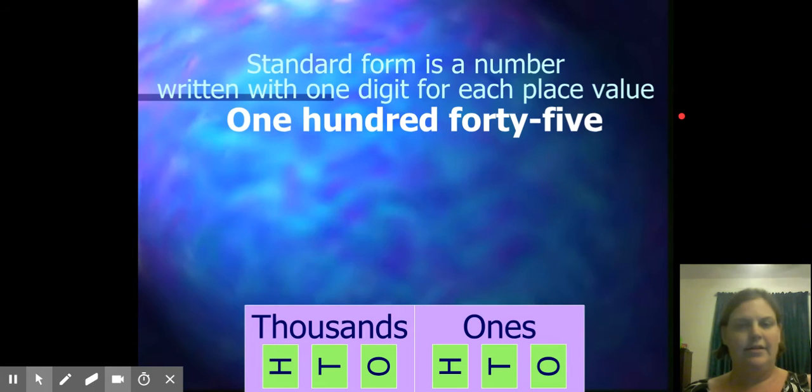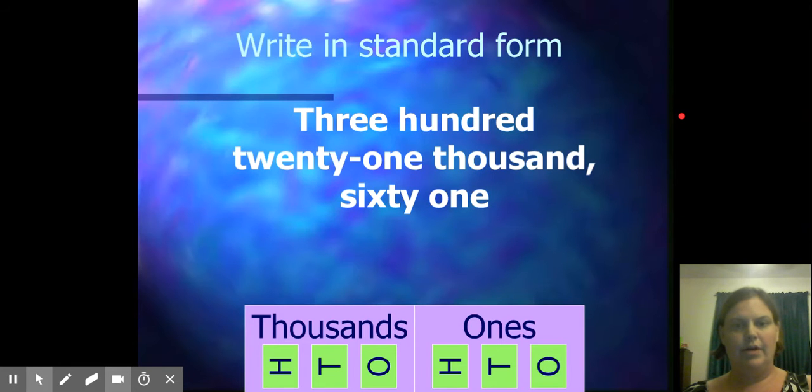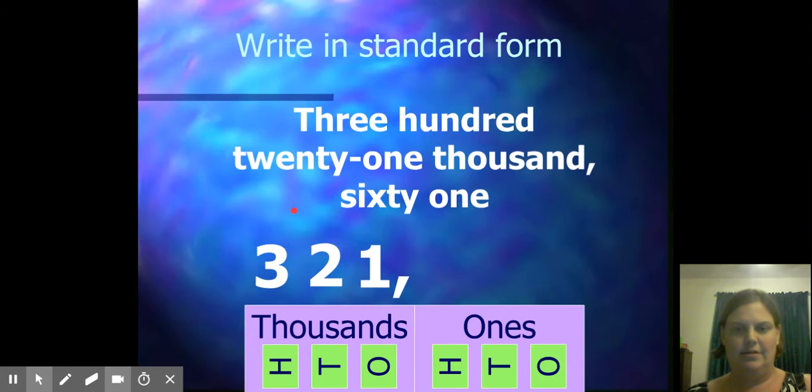145. So I have nothing in the thousands period. I wouldn't even write a 0. 145. 321,061. So that's going in the thousands period. 61. Oh, 61. But where's my hundreds? What do you think I'm going to put there? You say 0, well done. So 321,000, no hundreds, 61. Perfect.